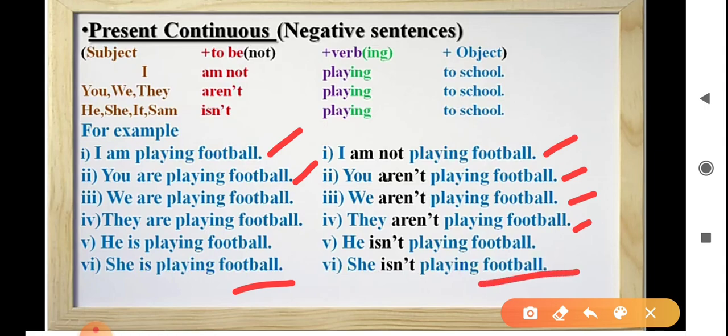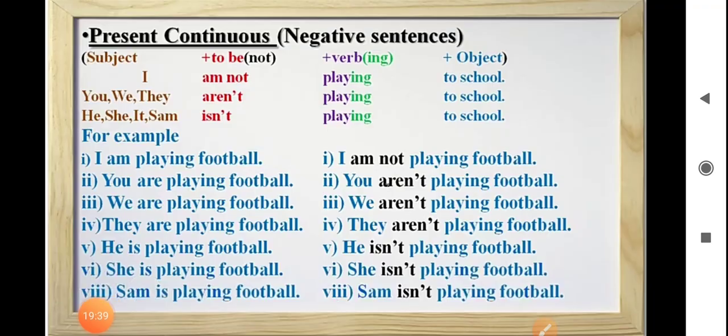Now, isn't is the abbreviated form of are not and is not. There is no abbreviated form of am not.